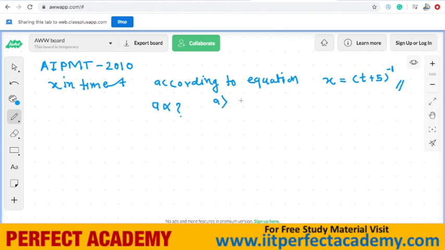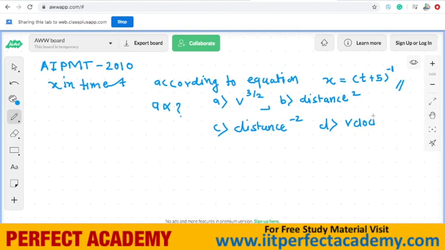Options: A, v to the power 3 by 2, that is velocity to the power 3 by 2. B, distance squared. C, distance to the power minus 2. And D, velocity to the power 2 by 3.